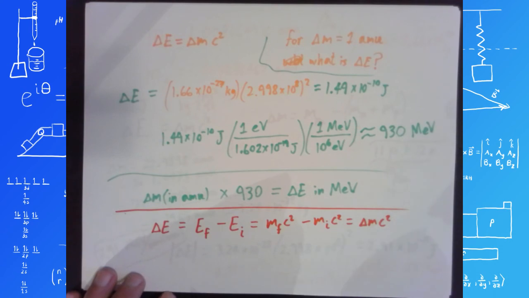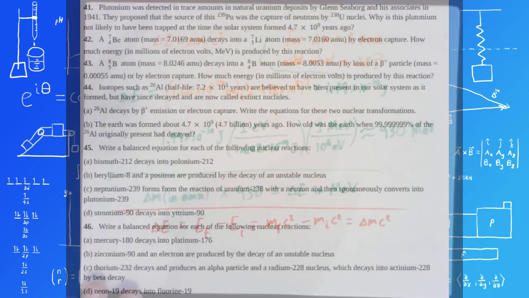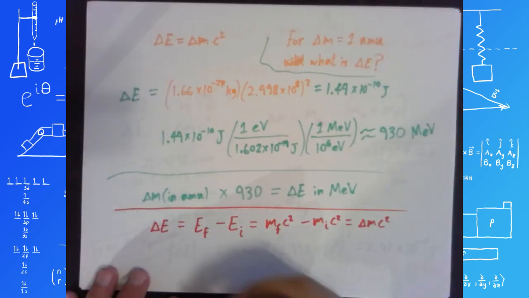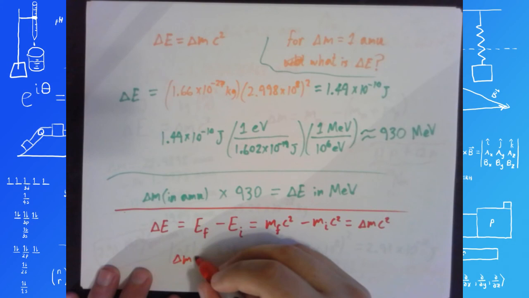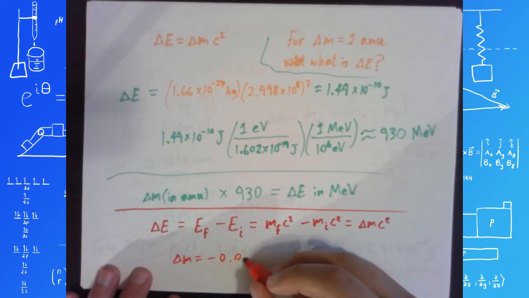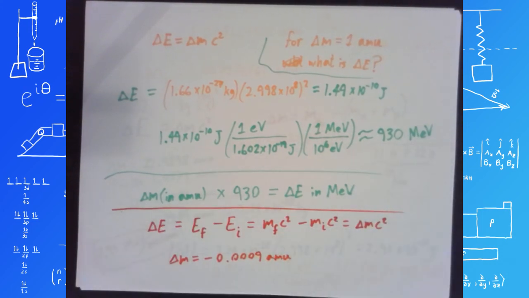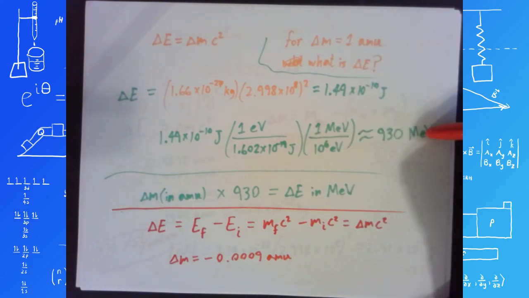So what was the change in mass? I think it's a very tiny amount. 7.0169 and 7.0160. So the final mass is 0.0160. The initial was 0.0169. So that's a delta M of negative 0.0009. Okay, delta M equals negative 0.0009 AMUs, and we already know that 1 AMU is 930 mega electron volts.